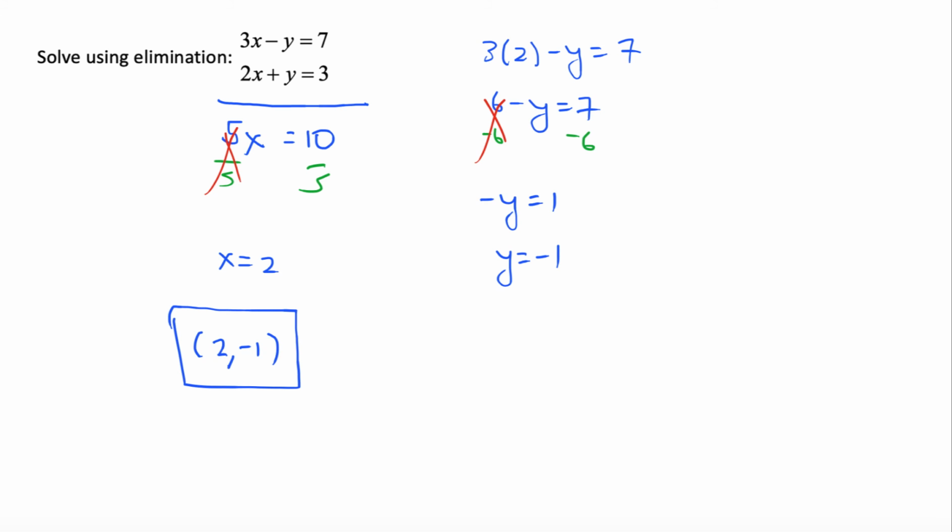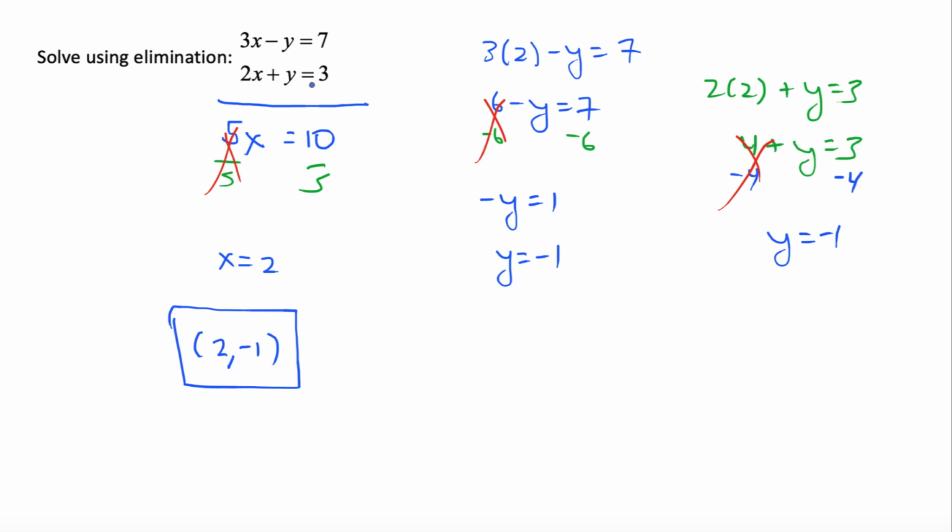Now just for fun, let's plug the 2 into the bottom equation. 2 times 2 plus y is equal to 3. This is equal to 4. And notice what happens when we subtract the 4 from both sides. The 4's cancel out. We get y equals -1, which we expect. It should work for both.